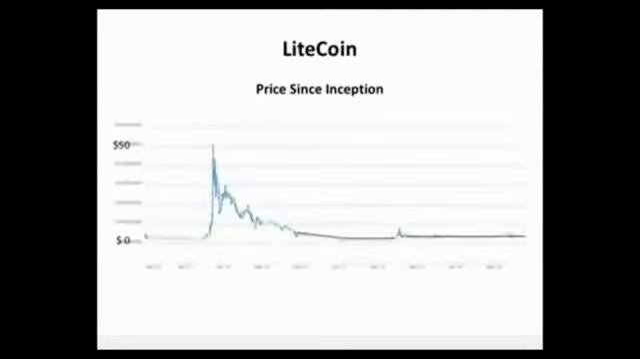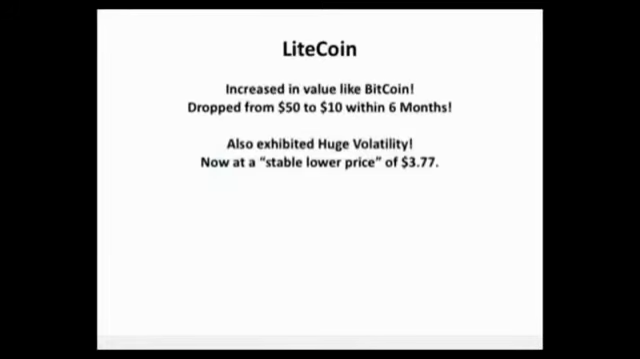The next slide shows what happened to Litecoin, which came out a lot earlier. It would be kind of like the vanguard of these things. And it peaked around $50 and then has gone back down to, as you can see, below 10, around $5. Next slide shows a summary. It went up to 50 and then went down to 10 within 6 months. And it's got a huge volatility, and now it's hanging in around $3.70.